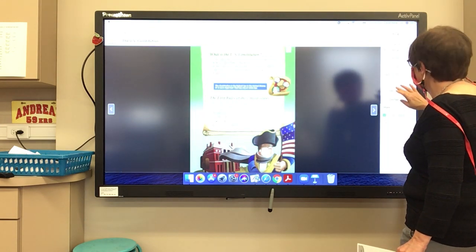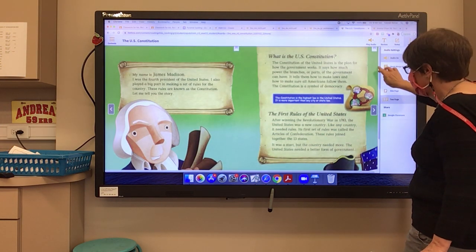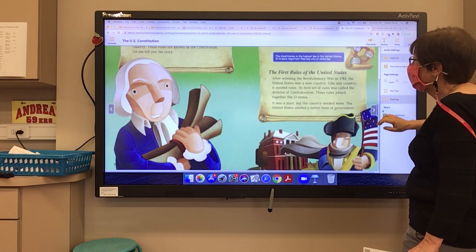Let me see if I can get those pages together. What are the odds? I will not be able to.